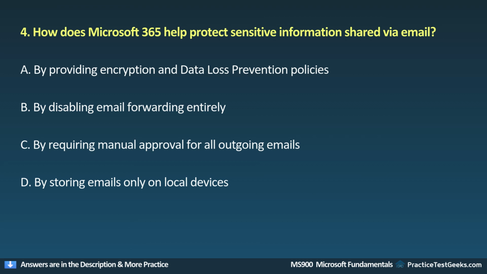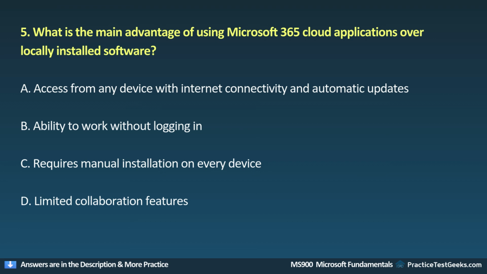4. How does Microsoft 365 help protect sensitive information shared via email? A. By providing encryption and data loss prevention policies. B. By disabling email forwarding entirely. C. By requiring manual approval for all outgoing emails. D. By storing emails only on local devices.